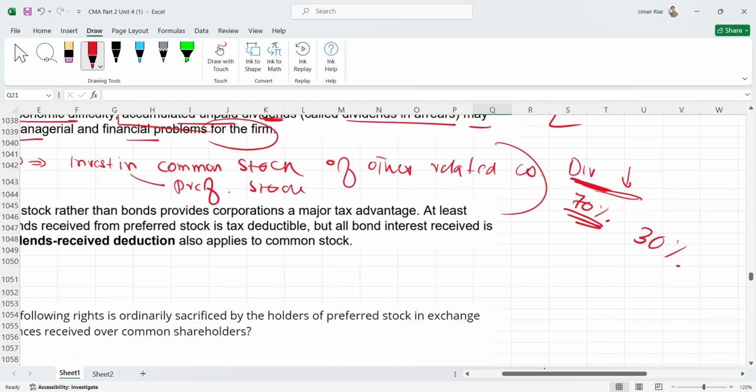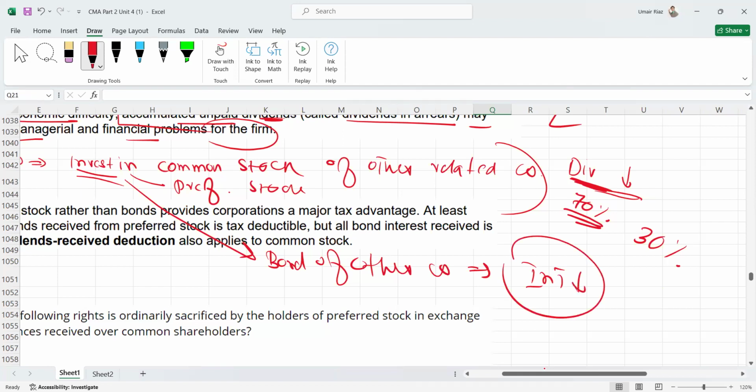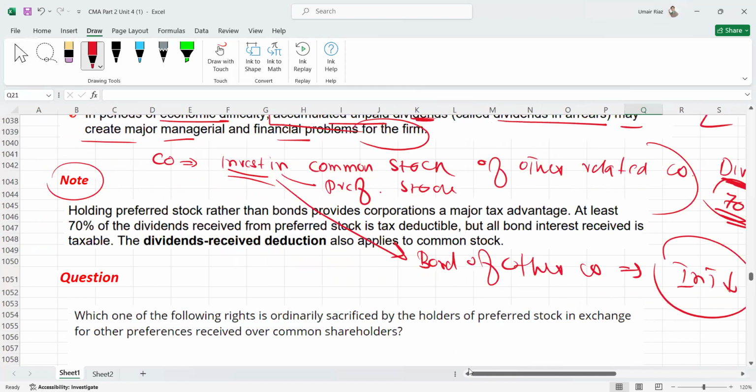But on the other hand, if you invest in the bonds of another company, obviously on this bond you will receive interest. Please remember, this interest received is considered your taxable income, and you have to pay tax on 100% of this interest income. But if you are receiving dividend, 70% is deductible. Okay, this is from the investor point of view.